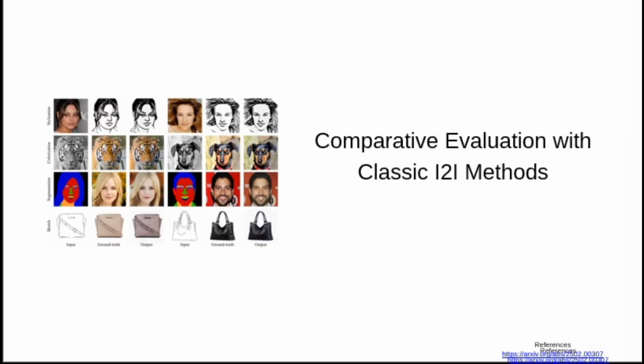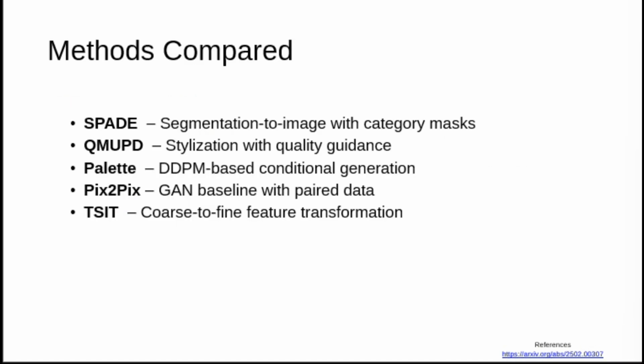Now in further slides, we will be comparing our DMT model with the classic image-to-image translation methods used in the industry and proven over the years. The methods include SPADE, segmentation to image with class masks, QMUPD, stylization with quality guidance, Palette, DDPM-based conditional generation, Pix2Pix, and TSIT as we talked about earlier as well.